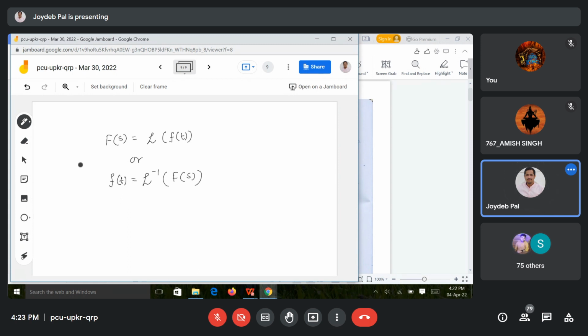right? So here that capital F(s) is called the Laplace transform of small f(t), and if we write it the other way around, small f(t) is the Laplace inverse of capital F(s). That is called the Laplace inverse. So these are the two major tasks: given a function of t, you have to find F(s), or given capital F(s), you have to find small f(t).